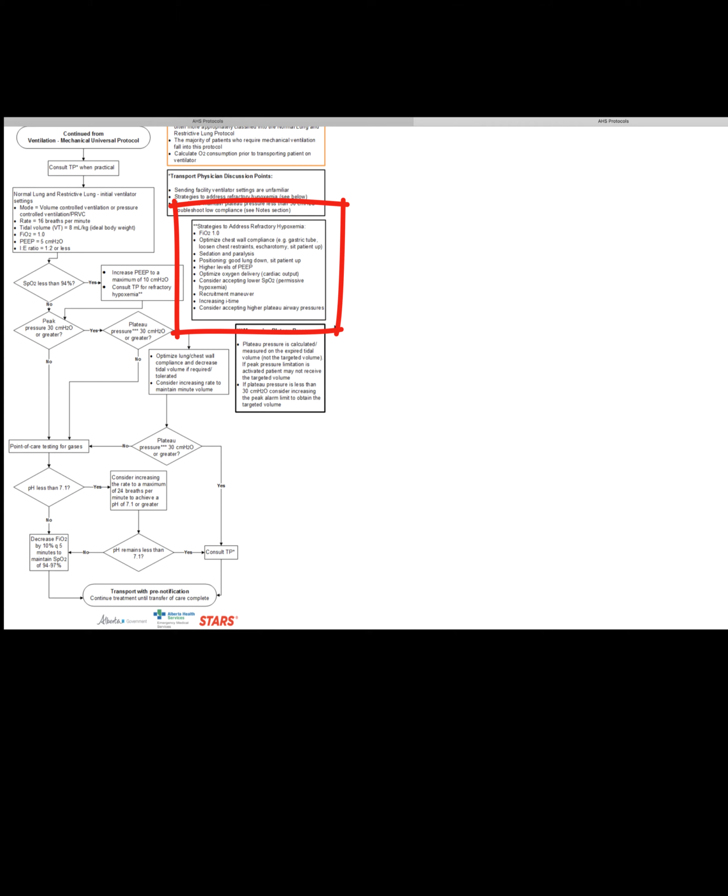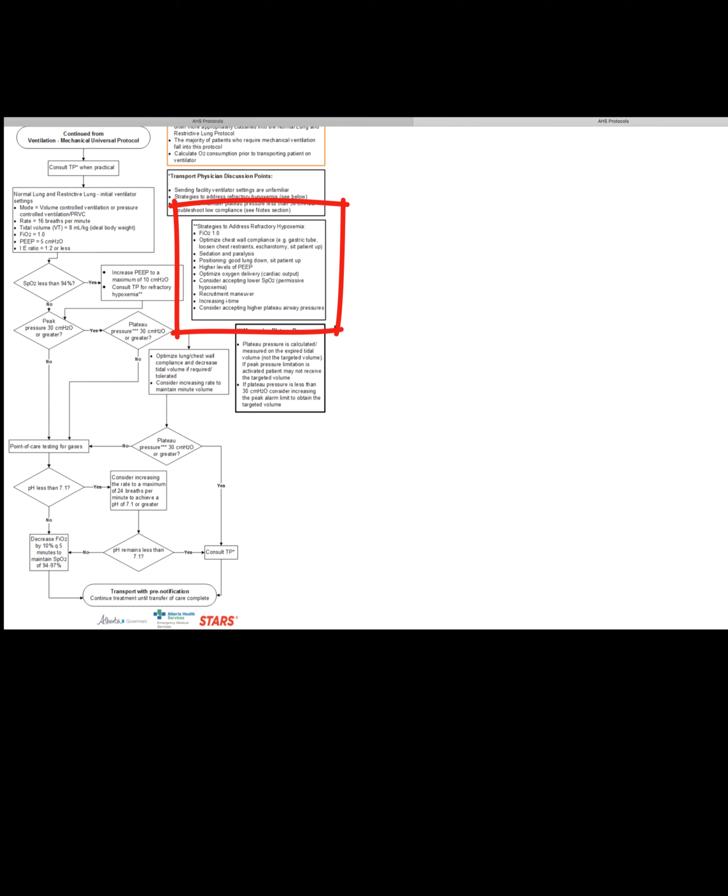Increasing I time is almost like a recruitment maneuver on a breath-by-breath basis. We're essentially putting the alveoli under positive pressure for a longer time. Of course, the other side of this is a decreasing E time, and that can result in issues with the patient being able to fully exhale. So you need to monitor your waveforms to make sure the patient is still fully exhaling and is not developing any auto PEEP if you're increasing your I time. And of course, if you increase your I time enough, you will get to actual inverse ratio ventilation, where your I time is longer than your E time.